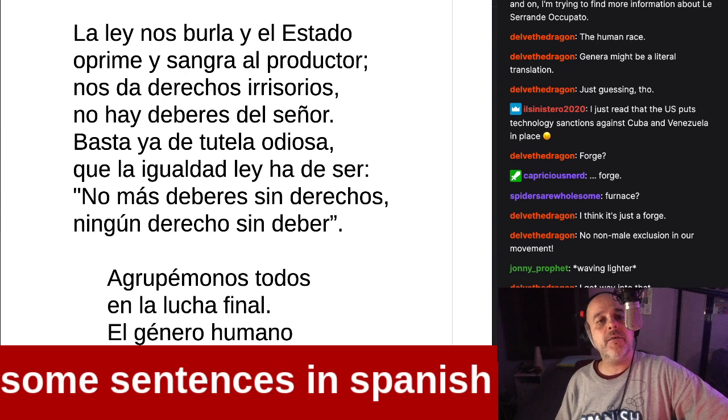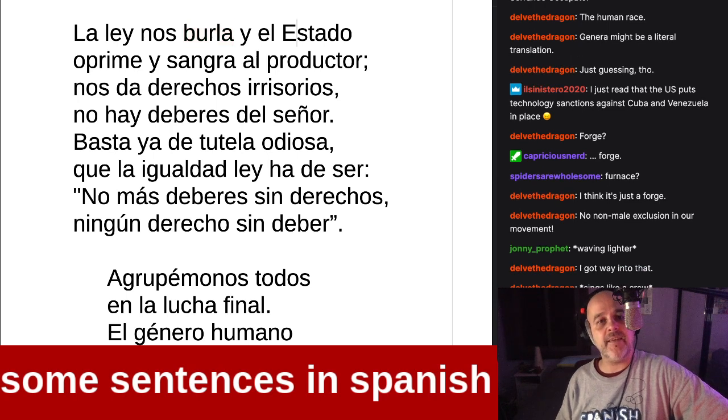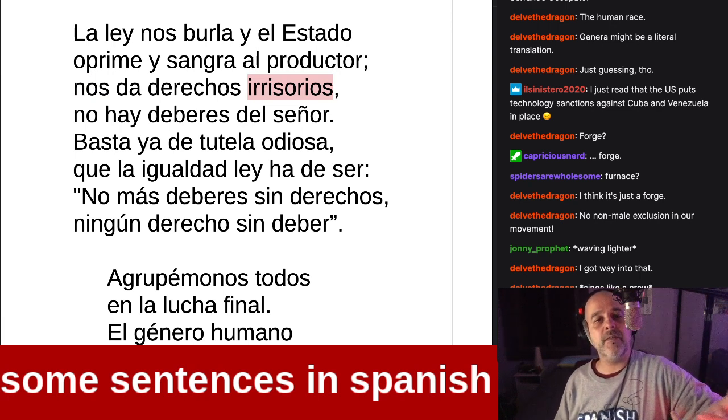So the law mocks us, you know, makes a fool of us, and the state oppresses and bleeds the producer, meaning the working person, right? It gives us irrisorio, something that you laugh at, like ridiculously low rights, or ridiculously token rights, tokenistic, I should say in this context. It gives us laughable rights.